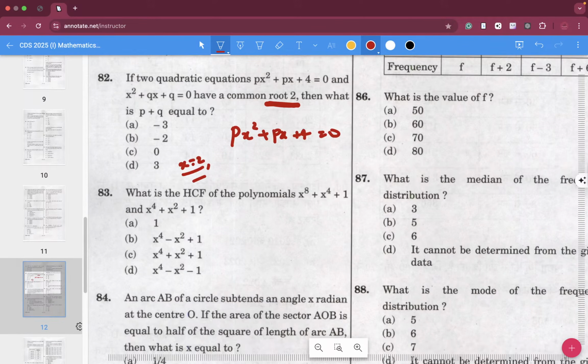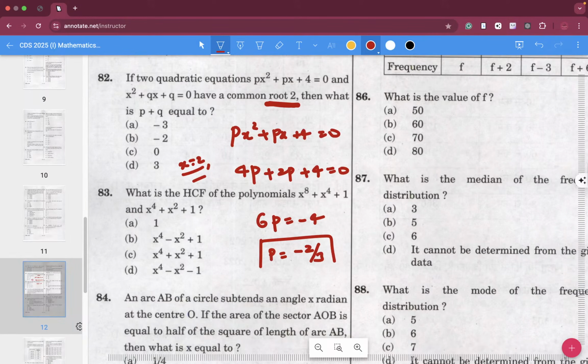Okay, so if we put x is equal to 2, this particular value becomes 4p plus 2p plus 4 is equal to 0, which means 6p is equal to minus 4, and p is equal to minus 2 by 3 is what we are getting, right? Minus 2 by 3 is what we are getting.